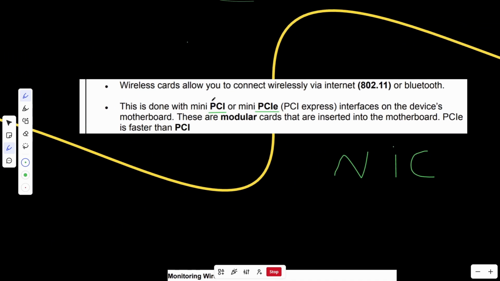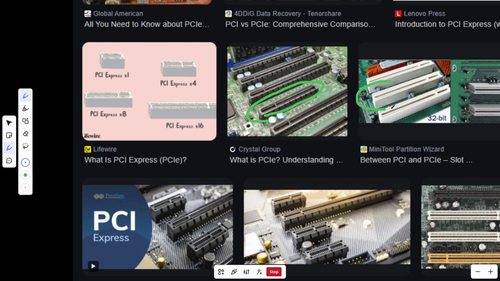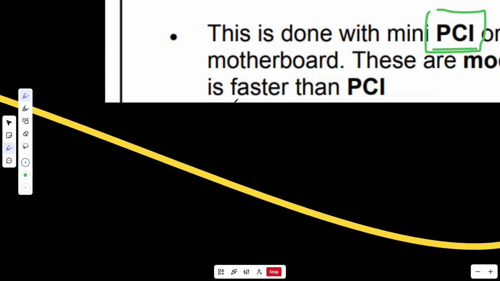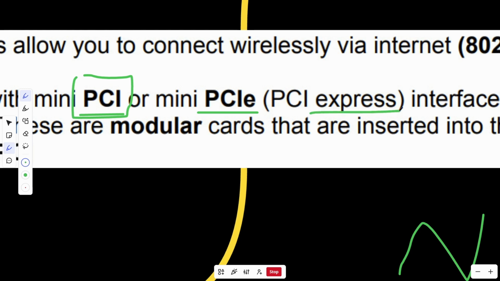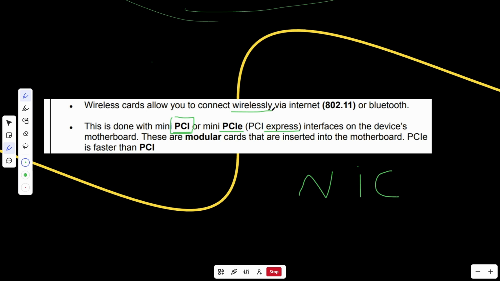The other thing here is you've got PCI, which is a type of one of these slots that we're looking at, okay? And then you've also got PCIe, which is PCI Express. The main difference here, guys, is basically PCI Express is just the modern, faster version. So just understand PCIe is the faster version of PCI, and whichever version you're using, a PCI slot allows you to connect expansion cards, and that is how you would use a wireless card or a network interface card or a NIC, okay? So that's pretty much that.